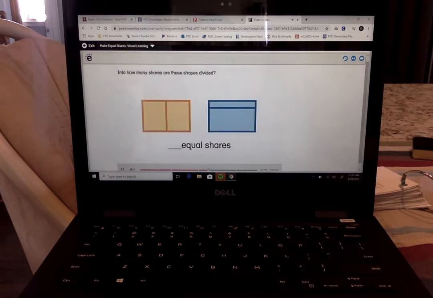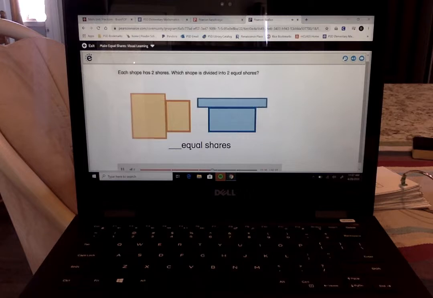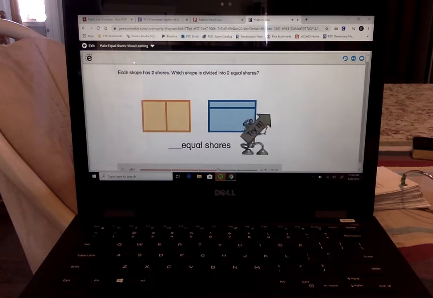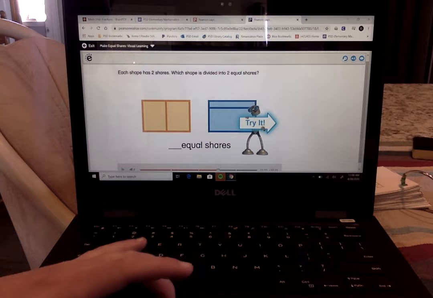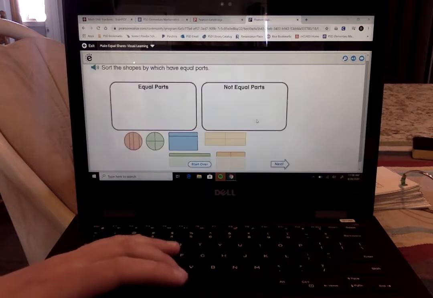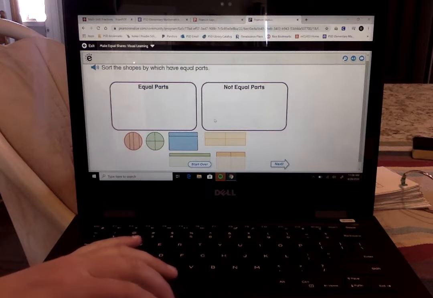Into how many shares are these shapes divided? Each shape has 2 shares. Which shape is divided into 2 equal shares? Okay, so you have 2 shapes. They're both rectangles. And they're both divided into 2 shares, like they said. But which one is equal? Which shape is divided into 2 equal shares? That word equal shares. Let's see.